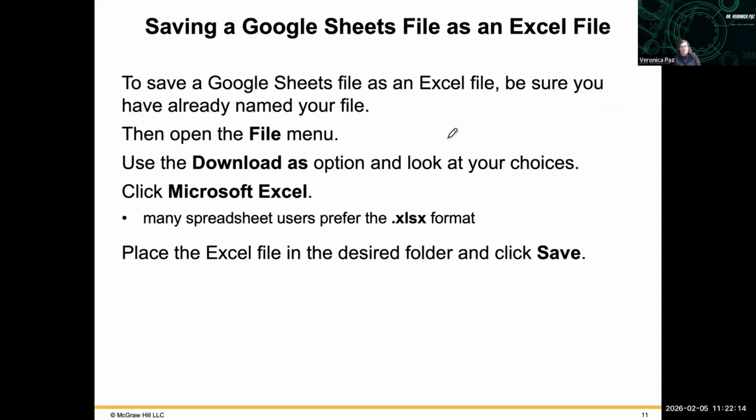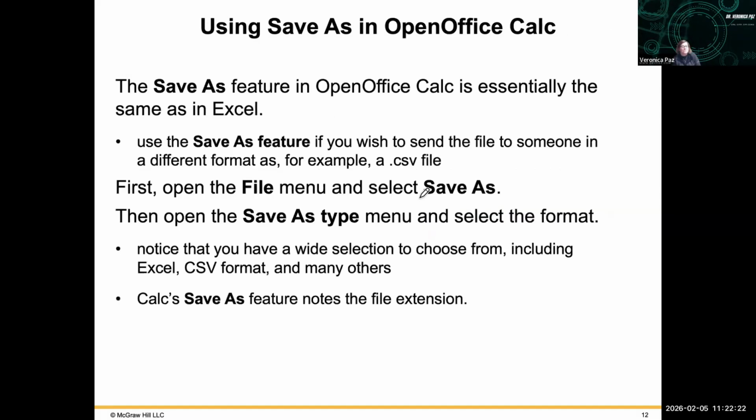So same thing as you save, you just make sure you have the correct format. So XLSX is the format we want. And that's usually what we do. And then also when you're downloading from Google to Excel, that's the best way to do it too.